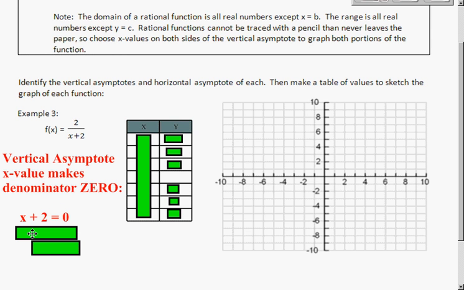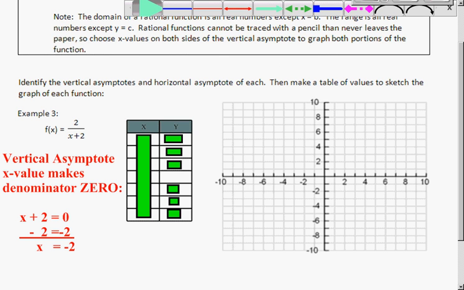So you have x plus 2 equals 0. Subtract 2 from both sides. x equals -2. Is x equals -2 an excluded value? Yes, -2 is an excluded value. It is also your vertical asymptote. So when you graph this, x equals -2, it's telling you that it crosses the x-axis at -2.